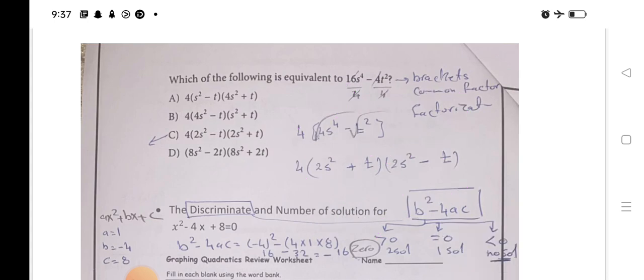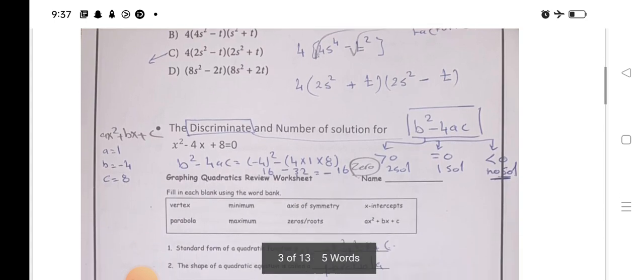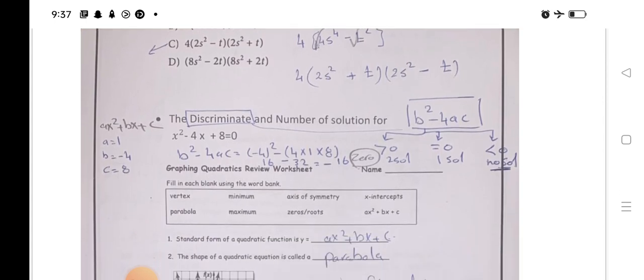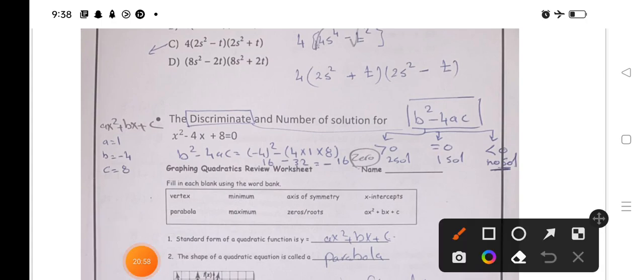Okay, let's have another question. Easy. Let's complete the discriminant and number of solutions. It is very easy to know from the questions, the rule. I have to study the rule very well. Discriminant is what? b squared minus 4ac. Where is b? Where is c? We took this in grade 9.